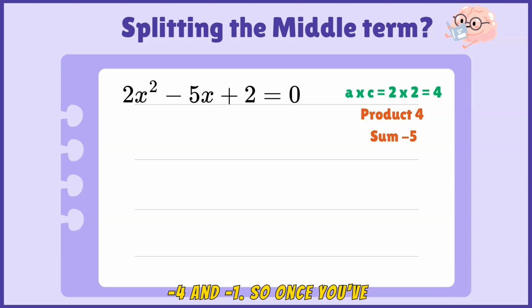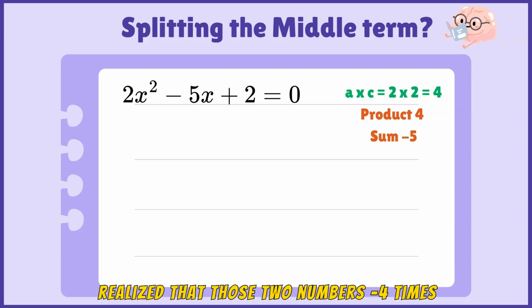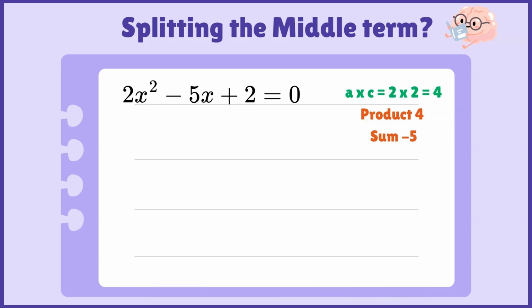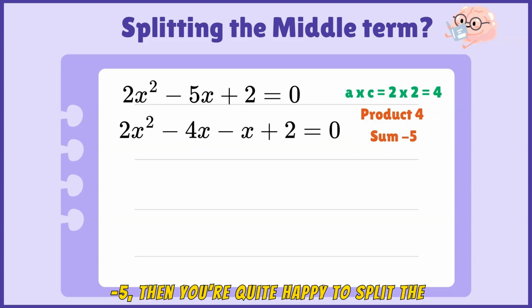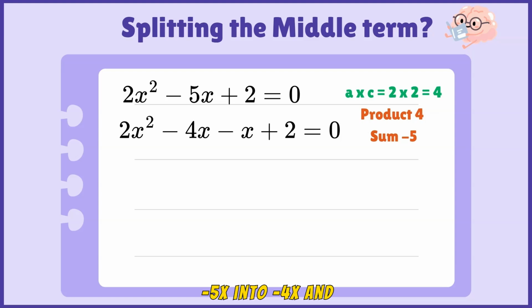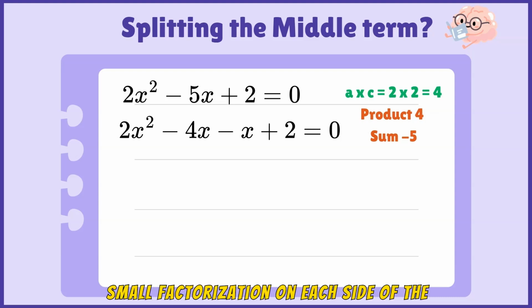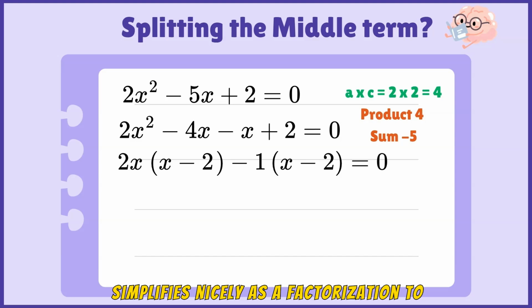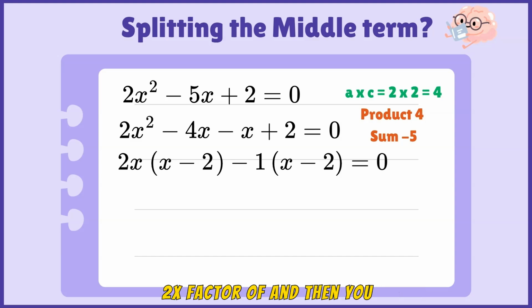-4 and -1. So once you've realized that those 2 numbers, -4 times -1, do indeed multiply to 4 and add up to -5, then you're quite happy to split the -5x into -4x and -1x. Now what you do is you do a small factorization on each side of the equation. So 2x squared minus 4x simplifies nicely as a factorization to 2x factor of x minus 2.